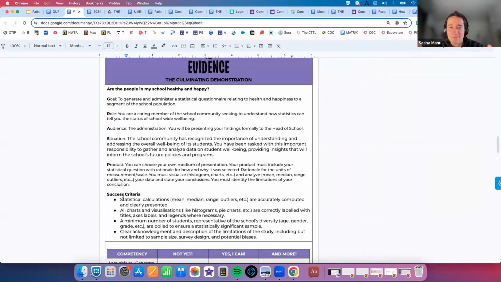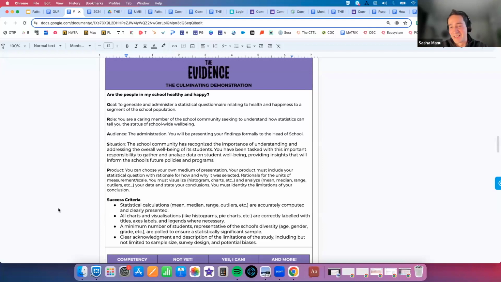And so the culminating demonstration, which I'm really excited about because my head of school recently went to an IB seminar and found out that one of the best ways to look at well-being in a school is to have a single KPI. And the single KPI is sort of how are you feeling supported in your school community, something along these lines. So my thought was, let's bring this to the students and have them run a well-being survey. So the main question here is, are the people in my school healthy and happy? And the goal is to generate and administer a statistical questionnaire relating to health and happiness to a segment of the school population.